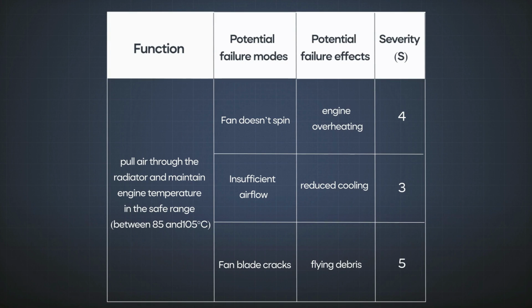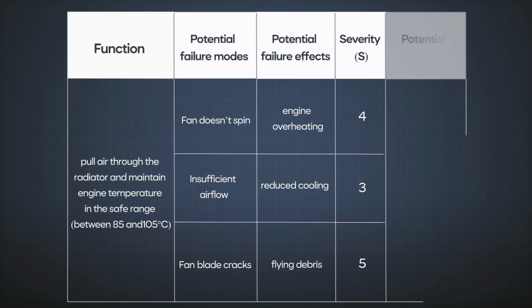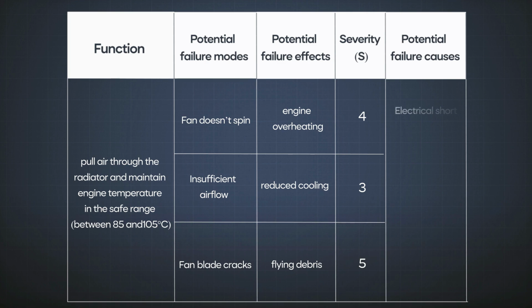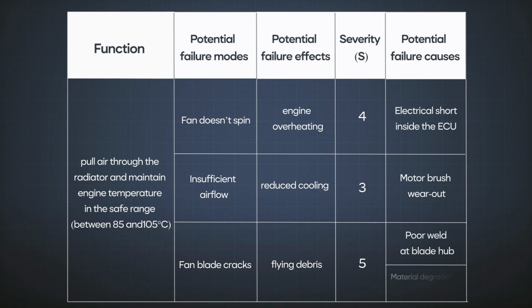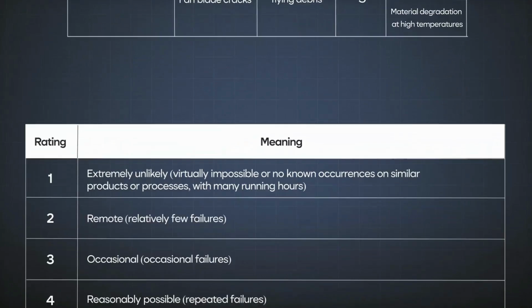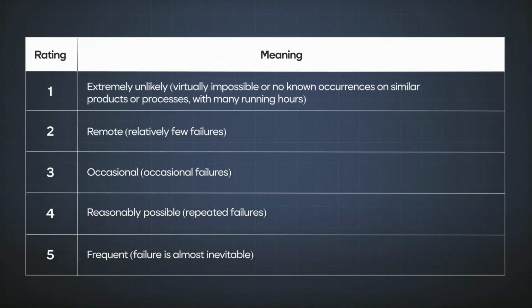After that, we move to the next step, identify causes and assign probability. Here in the causes column, we try to list the reason causing each failure. The reason for the fan to stop spinning may be because of an electrical short inside the ECU. For the insufficient airflow, it could be that the motor brush wears out. And for fan blade cracks, we have possible causes like poor weld at blade hub or material degradation at high temperatures.